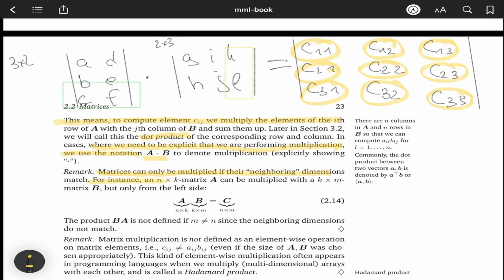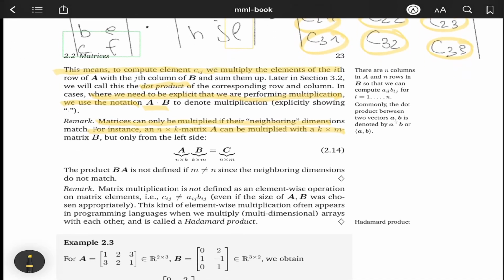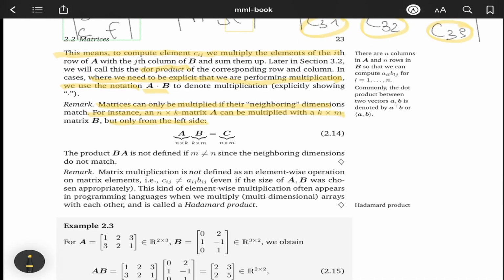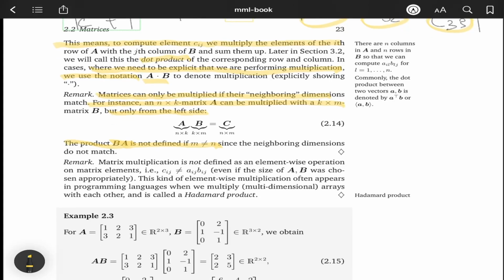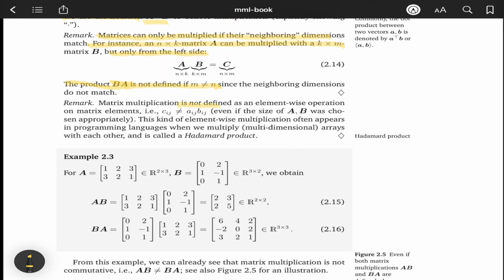Remark: matrices can only be multiplied if their neighboring dimensions match. For instance, an n times k matrix can be multiplied with a k times n matrix, but only from the left side. The left side thing means that you cannot reverse it. A times B is not the same as B times A. The product BA is not defined if M is not the same as N, since the neighboring dimensions do not match.